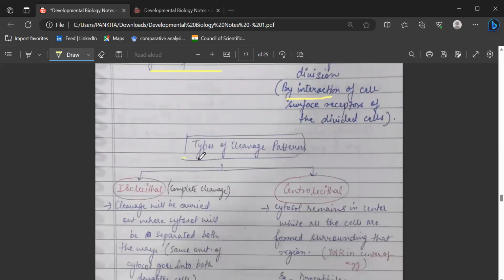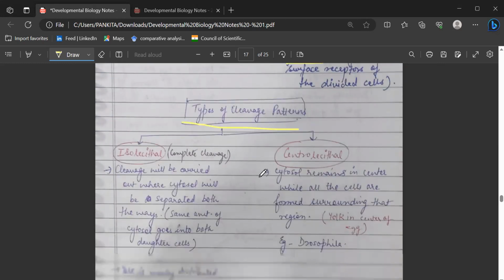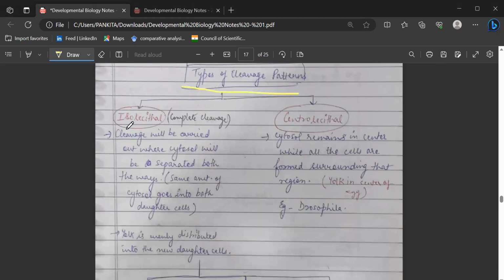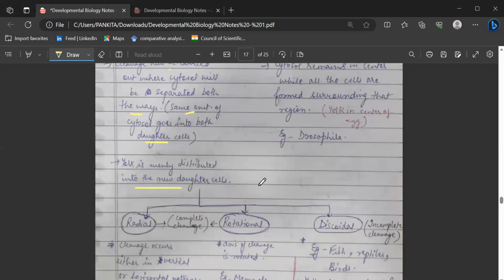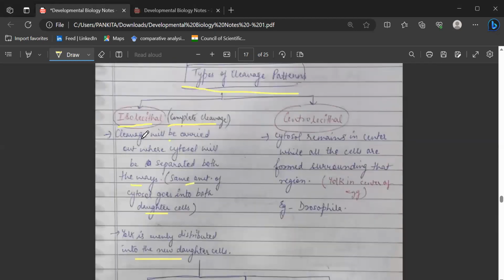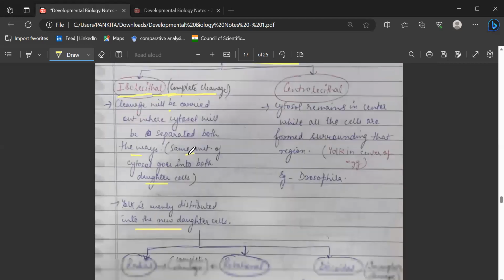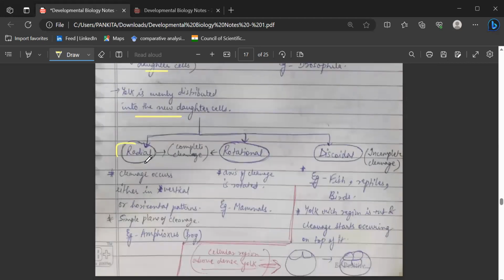There are different types of cleavage patterns. The first one is the isolecithal, also known as complete cleavage. This is carried out where the cytosol is separated both ways and the same amount of cytosol goes into both daughter cells. Yolk is evenly distributed within the new daughter cells. There are three types of isolecithal cleavage. The first one is radial, the second one is rotational, and the third one is discoidal.